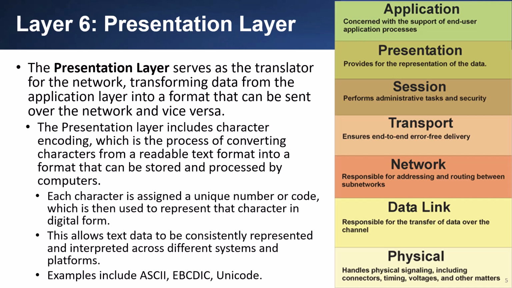Each character is assigned a unique number or code, which is then used to represent the character in digital form. This allows text data to be consistently represented and interpreted across different systems and platforms. Examples include ASCII, EBCDIC, and Unicode.